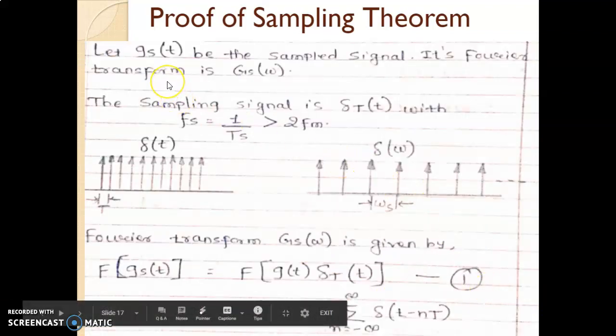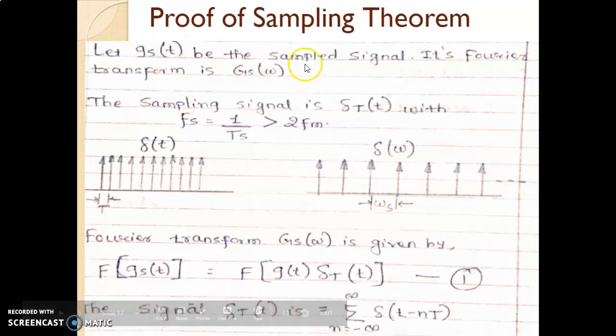Now let us consider g of t as our original signal, and gs of t as the sampled signal, whose Fourier transform is given by gs of omega. As per the sampling theorem, the sampling frequency fs, which can also be written as 1 by Ts, should be greater than twice fm. This statement comes from the sampling theorem.